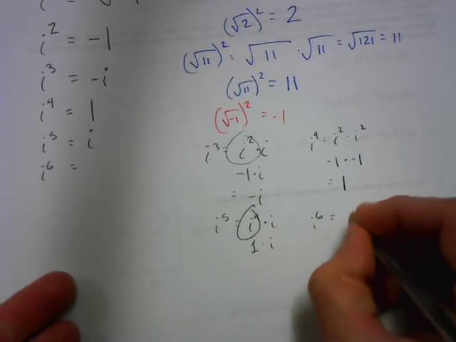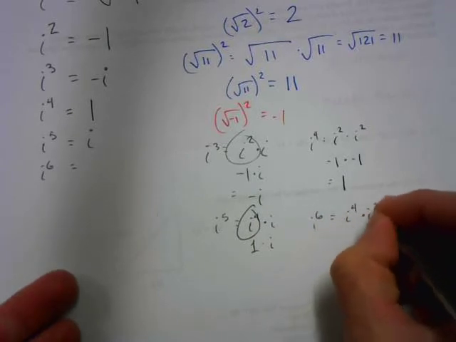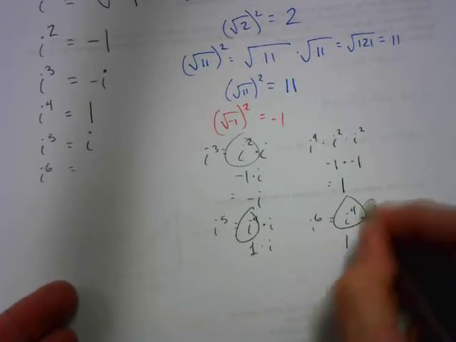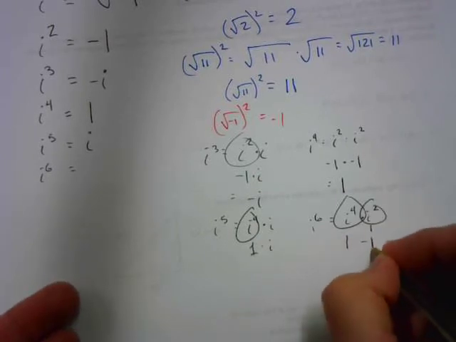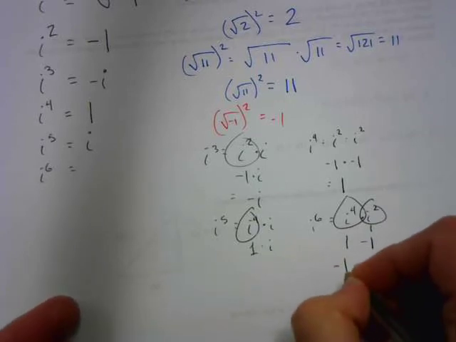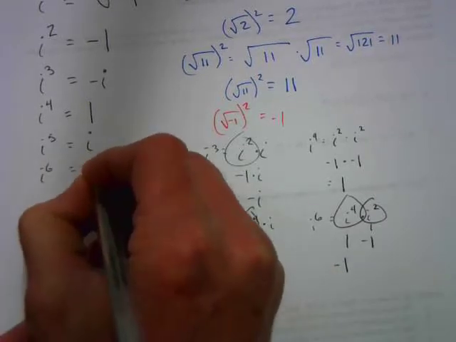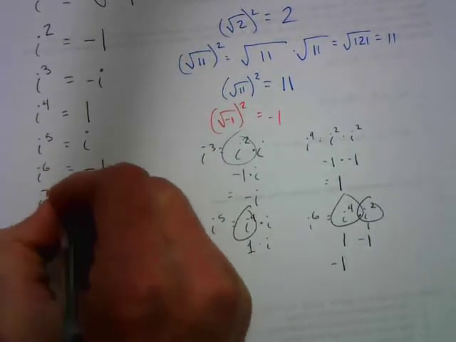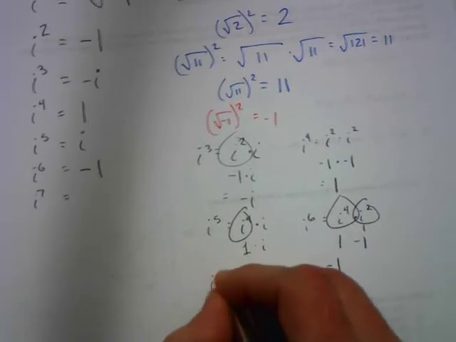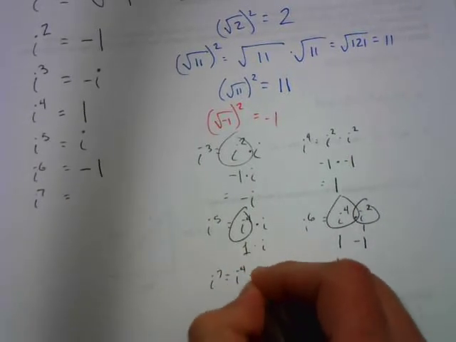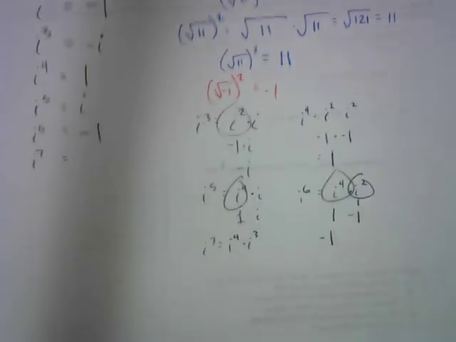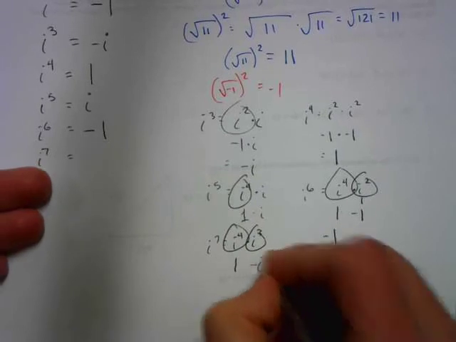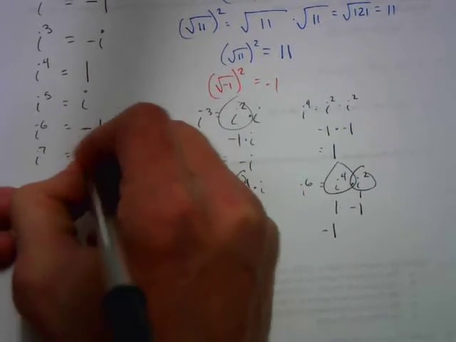Isn't i to the sixth power equal to i to the fourth power times i squared? And isn't i to the fourth power 1? And isn't i squared negative 1? And 1 times negative 1 is negative 1? So i to the sixth power is negative 1? What? Let's keep going. i to the seventh. Is i to the seventh not i to the fourth power times i to the third power? Why, yes, it is. Isn't i to the fourth power 1? Isn't i to the third power negative i? So i to the seventh power is negative i.